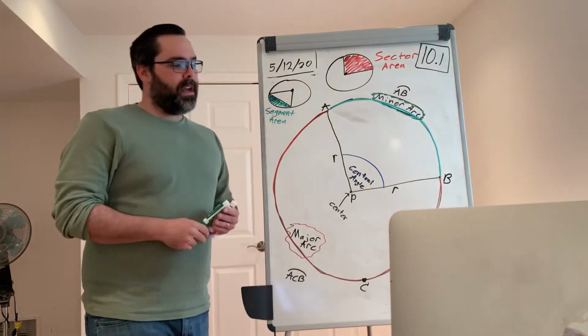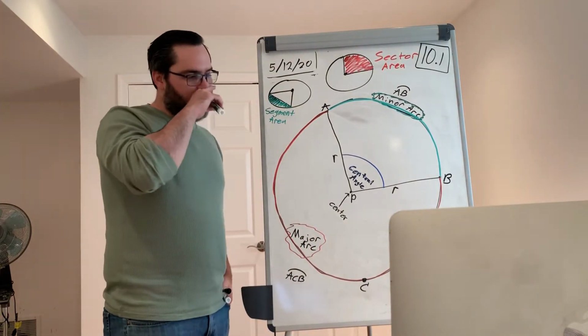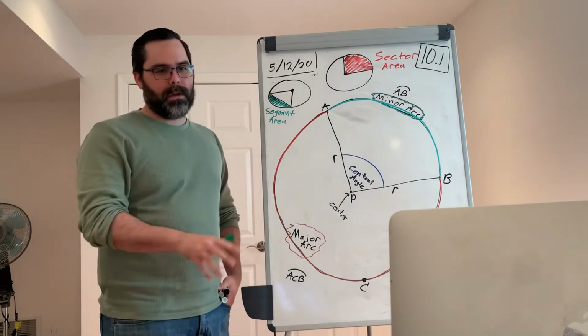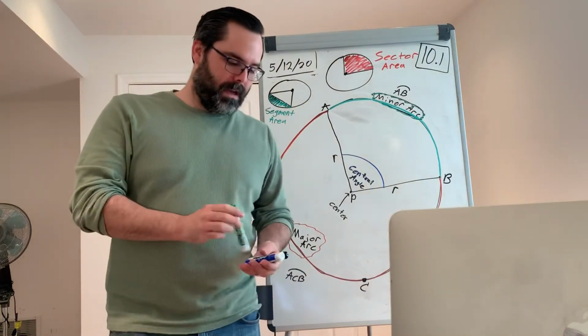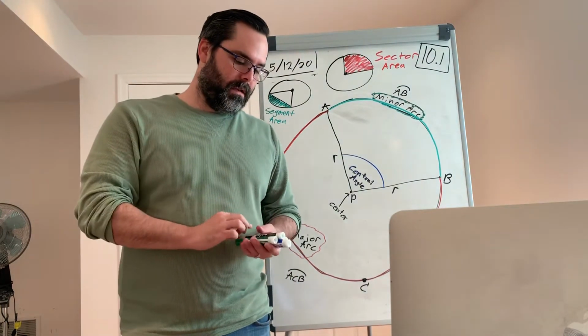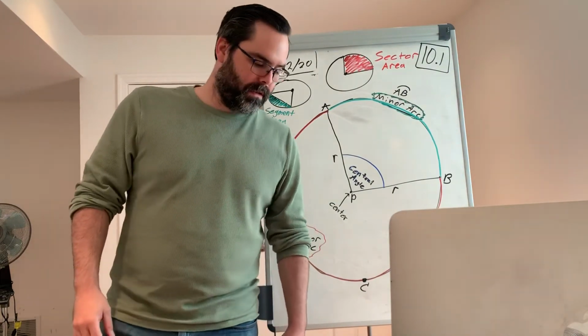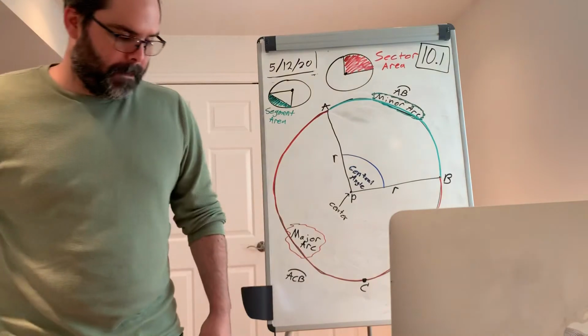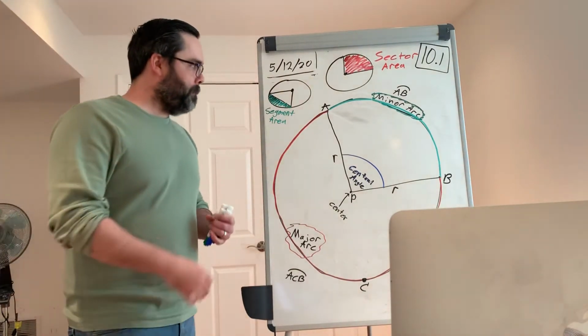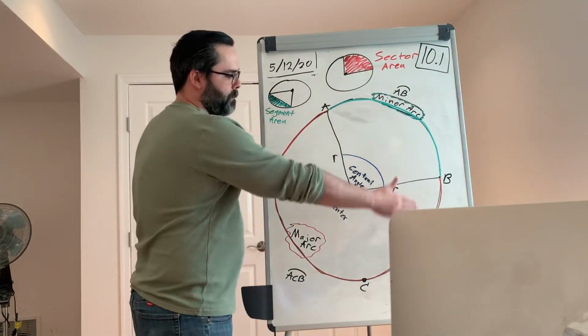We're going to begin chapter 10 today. This chapter is all about circles. This is a lot more detailed calculations and formulas than what you've learned in the past. So let's begin. So here I have a circle.